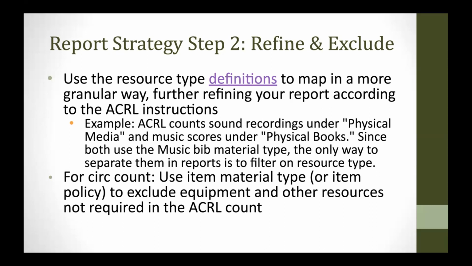And then for circulation counts, at this point, use item material type or item policy or location, whatever works for your library, to exclude equipment and other resources that are not required in the ACRL count. And I think that's the only count that requires you to exclude equipment is the cert count.